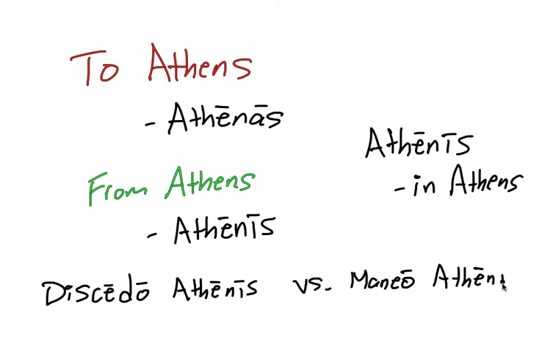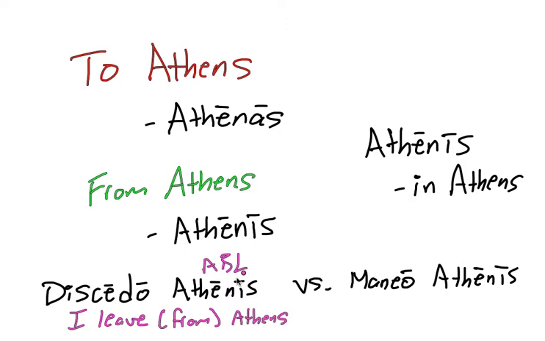Okay, so discato means to leave or to exit, go out. So I leave, and then from is understood, from Athens. So that means that this is ablative based on the context of the verb. Moneo means to stay, so I stay in Athens. I wouldn't say I stay from Athens. This doesn't make sense in English or in Latin. So I stay in Athens, that means Atenis here is locative.